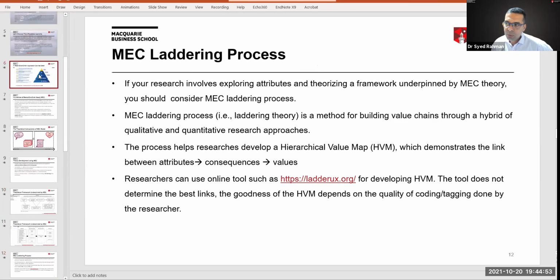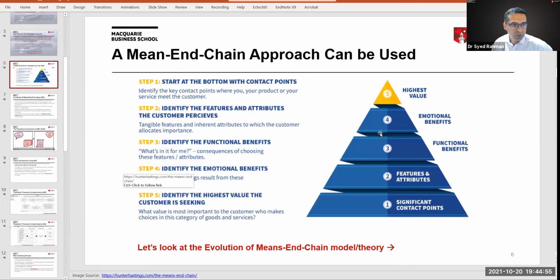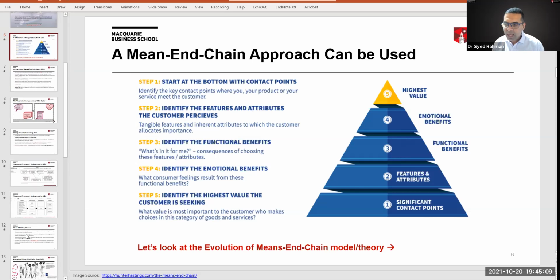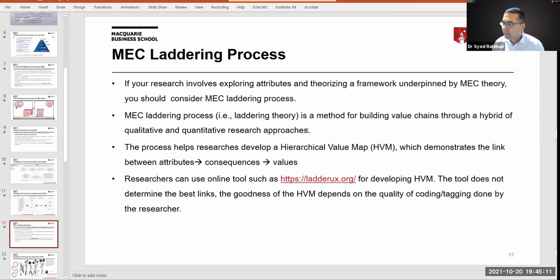So what do we mean by value chain? Remember that when I was showing you this pyramid, I was saying that the perceptions are interlinked, and ultimately everything is linked together: the attributes, the benefit, the emotion, and the higher value. And that's what we mean by the chain or the linkage. And if we want to identify that, that's why we need to use this approach. The process helps researchers develop a hierarchical value map, or HVM, another new terminology, which demonstrates the link between attributes, consequences, and values.